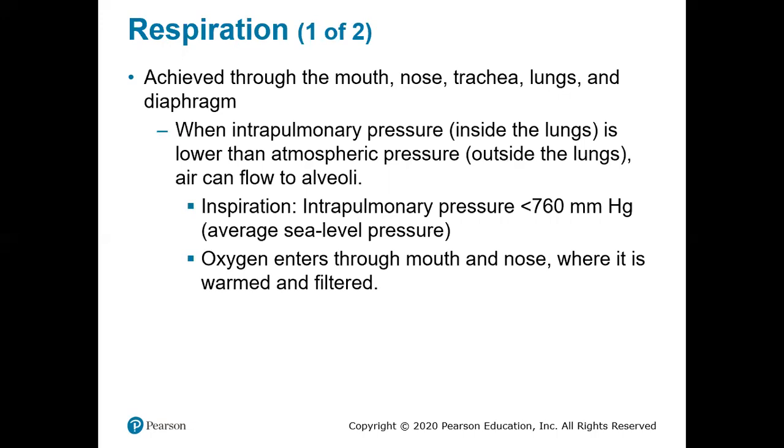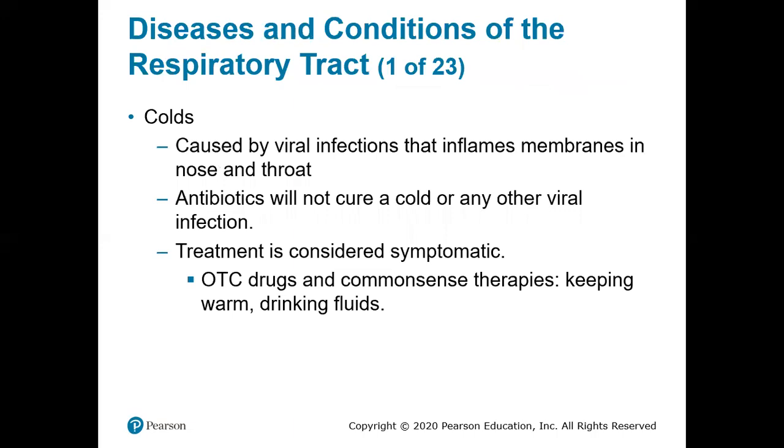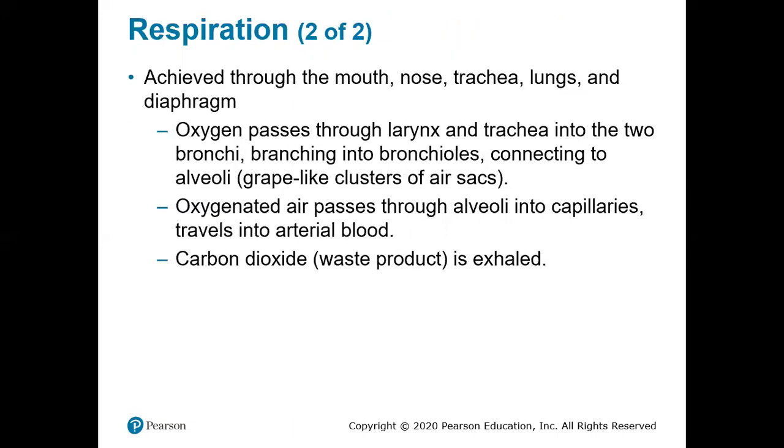Oxygen enters through the mouth and nose where it is warmed and filtered. Oxygen passes through the larynx and trachea into the two bronchi, branching into bronchioles, connecting to alveoli, which are grape-like clusters of air sacs. Oxygenated air passes through the alveoli into capillaries, and travels into arterial blood. Carbon dioxide, a waste product, is exhaled.